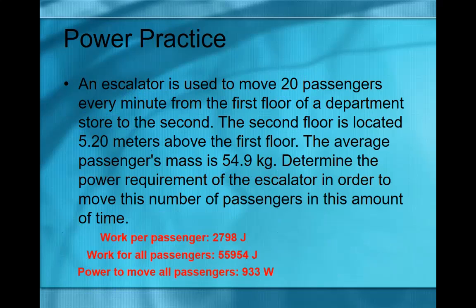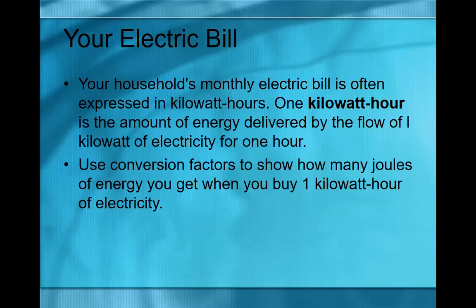But before we do that, I wanted to talk a little bit about your electric bill. I don't know how much you guys look at your family's electric bill, but your household's monthly electric bill is typically expressed in what are known as kilowatt hours. What is a kilowatt hour? Well, we've just introduced you to this idea of a watt, right? A watt is an ability to do work over time. So 1 watt is going to be 1 joule per second.